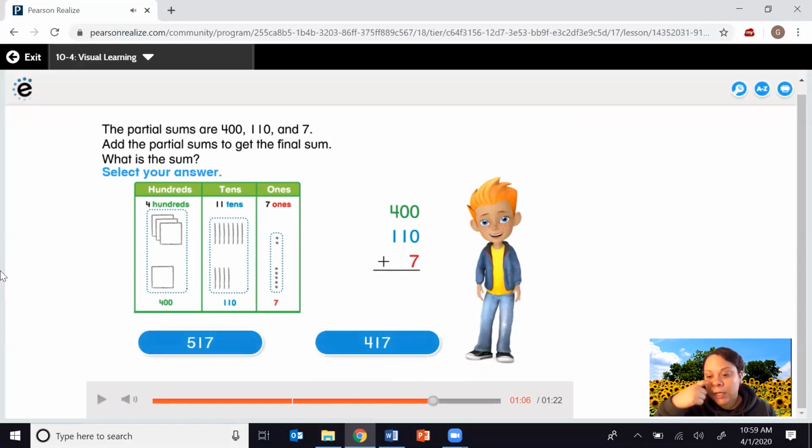So basically what they did here, instead of starting at the ones, they just got the partial sums. So here they had 11 tens or 110. And here they had 400 and then 7 ones. And then they just added their partial sums. We did partial sums before as well. This is just another way to think about it. So they did 7 ones. Then there's 1 ten and then 5. So 517.